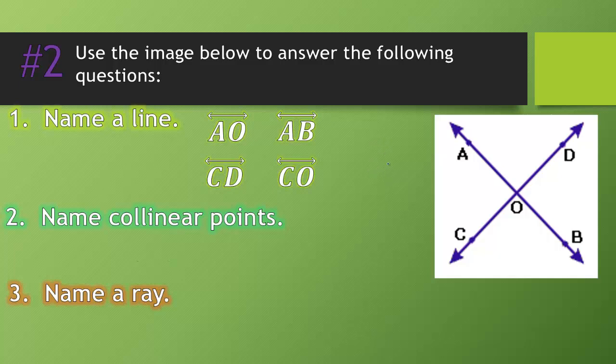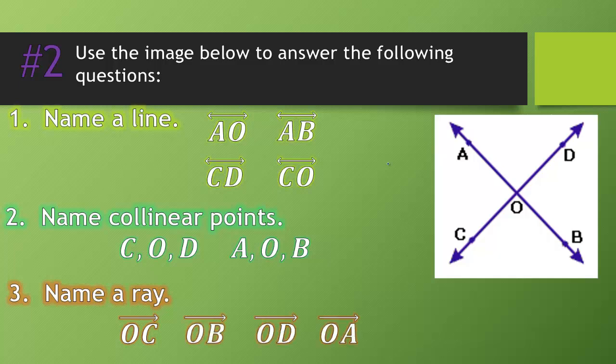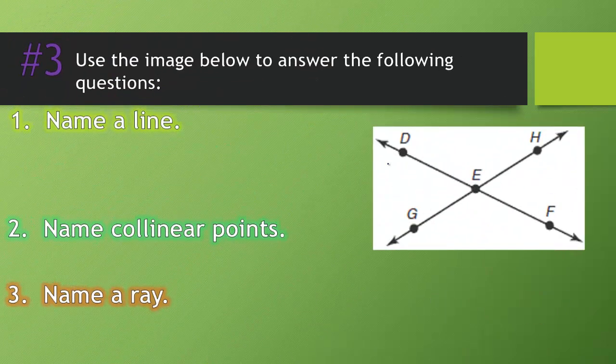Collinear points, COD or AOB. And then a ray, you could have ray OC, ray OB, ray OD, ray OA, or you could have ray AB, ray BA, which would be two different rays. It's really hard to get this wrong. Again, if you put ray AC, wrong. If you put ray BD, wrong. So basically, if you have a diagram like this and you get to name the points, just make sure the points are collinear.